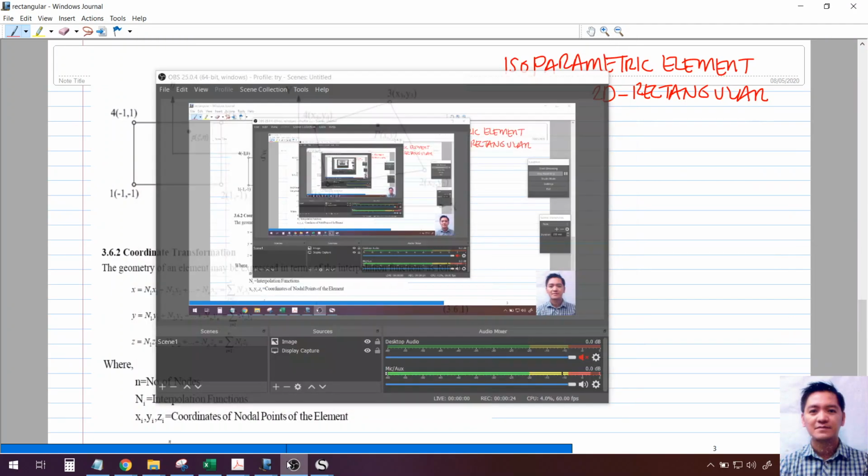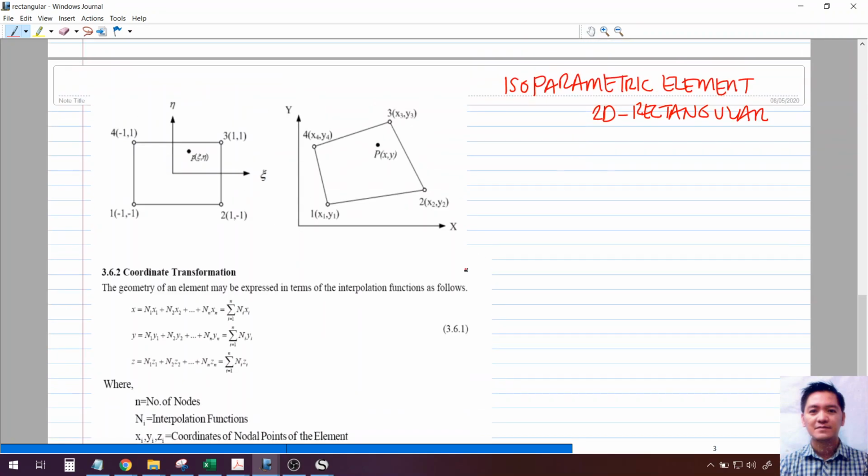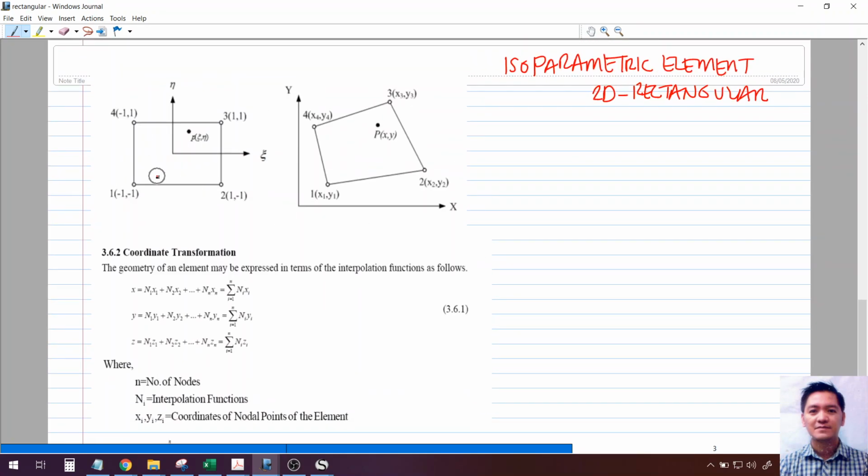Now, for the isoparametric element, a good illustration is this: for example, we have a rectangular element like this here. In the real world, say this is our element, it's not a regular rectangle. We will transform this element into a regular rectangle here. So that's the idea of the isoparametric element.